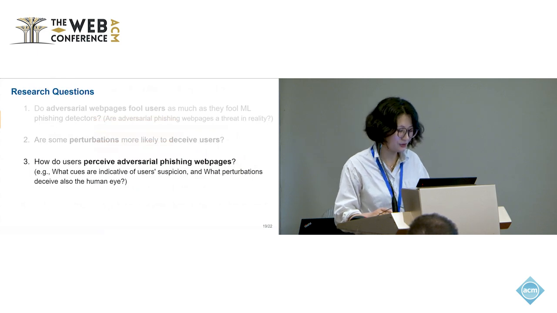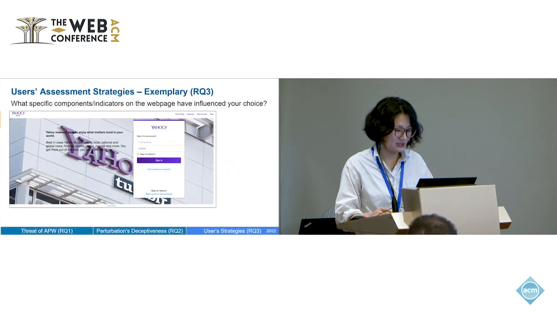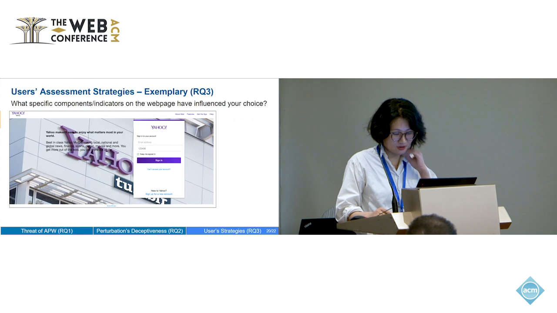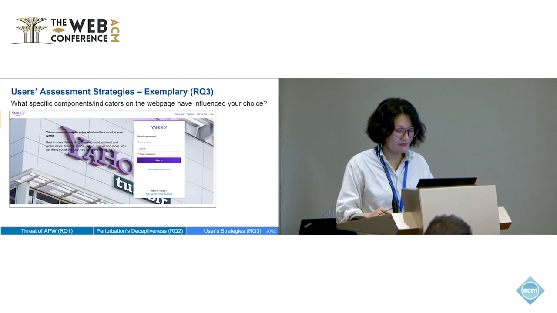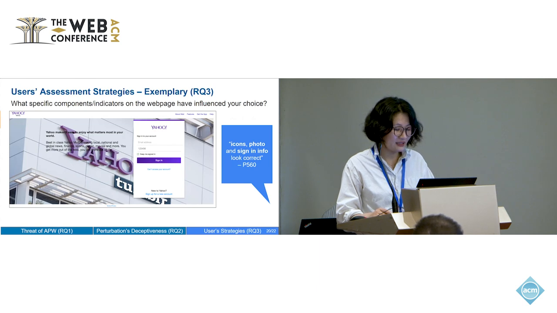So the last question is, how do users perceive adversarial phishing web pages? This is a large part. You can find everything in our paper. Here I just give an example. This is an adversarial phishing web page with a visible password, and we asked users to classify it and point out what specific indicators influenced their choice, and some participants did classify it as legitimate. Like one participant said, the icon, photo, and the sign-in info look correct, and the user rated it as benign.